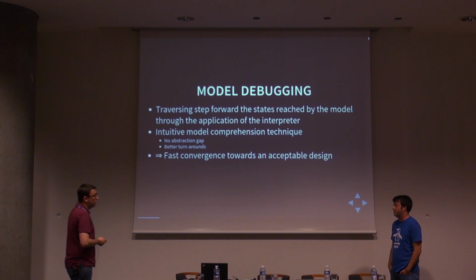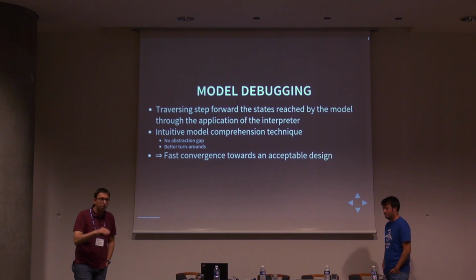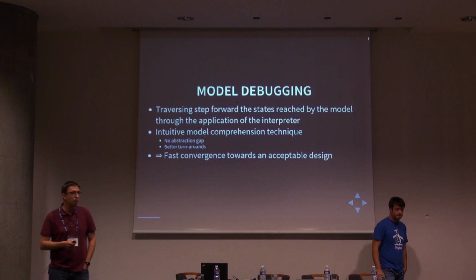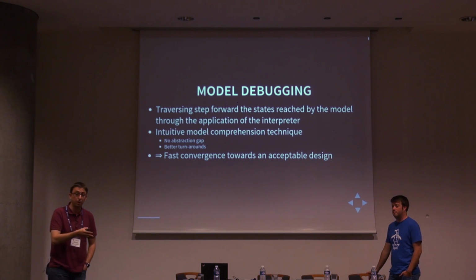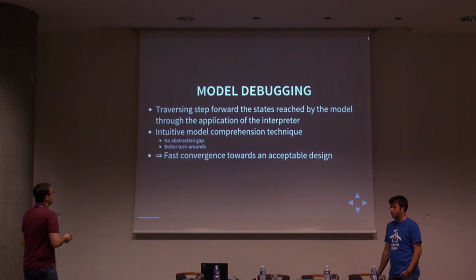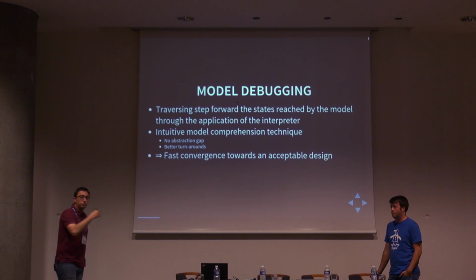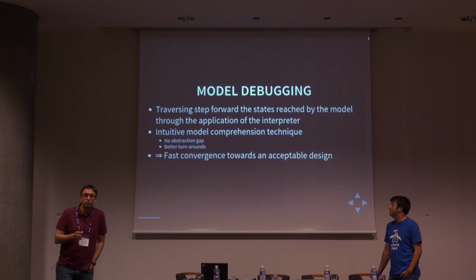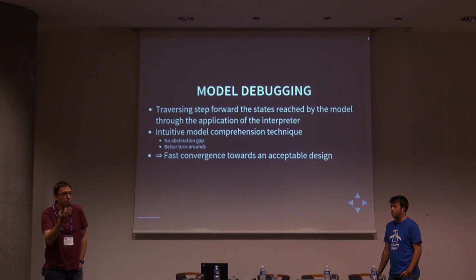One technique, probably the simplest and the first technique in order to reason about behavioral models, is model debugging, which is very similar to program debugging. So the main objective is to execute the model and to see the behavior which emerges from the execution of the model. So model debugging is basically traversing step forward the different states that the model will reach during the execution, and it corresponds to a very intuitive comprehension technique in order to just get a meaning from the model that we are defining.